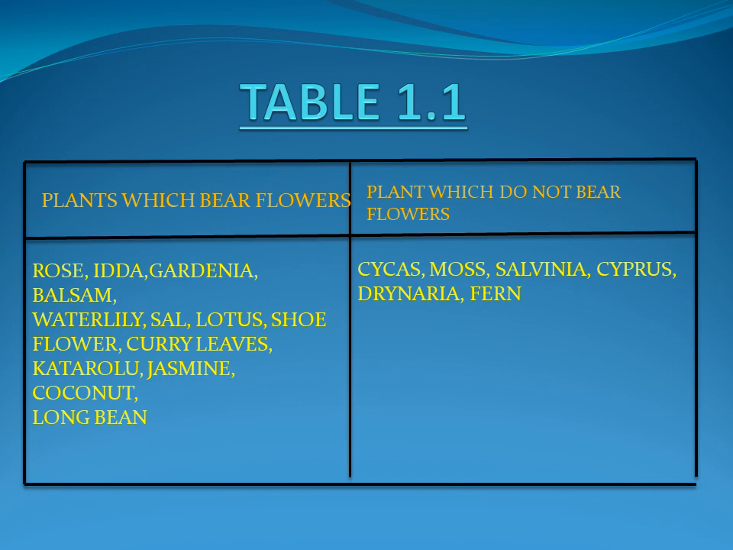If you are talking about area, I told you that area grows in dry places, and cypress is a nice tree. So cycas, moss, salvinia, cypress, area and fern, all of them are non-flowering plants.